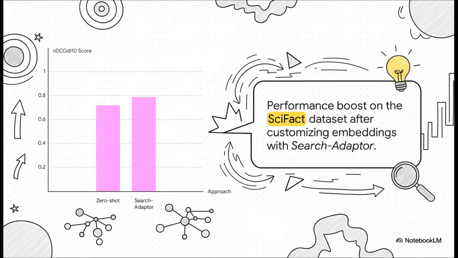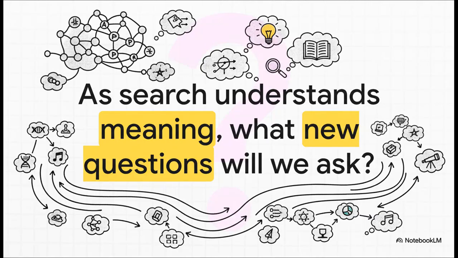And this chart right here, this is the proof. On a tough scientific fact-checking test, the standard generalist model, that's the zero-shot one, did okay. But the custom-tuned search adapter model was significantly more accurate. Now that jump from 0.72 to 0.79 might not look huge, but in the world of AI accuracy, that is a massive win.